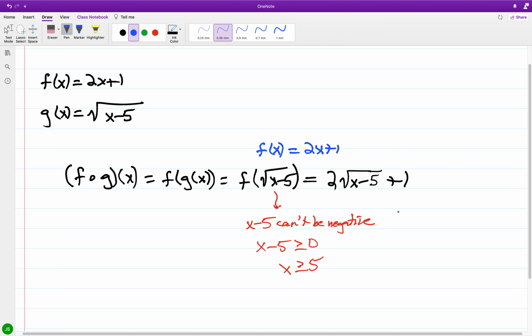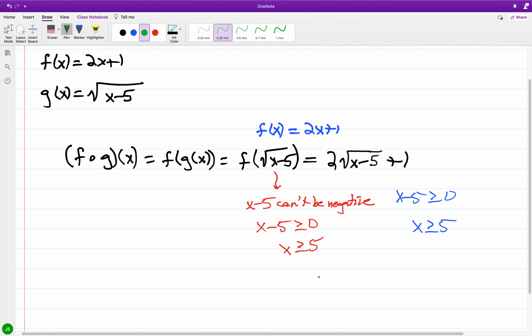And so altogether, x minus 5 is greater than or equal to 0, and we have x is greater than or equal to 5. So the input and the output restriction will be identical. The combined restriction is x is greater than or equal to 5. And so for the domain, we have from and including 5 going out to infinity.